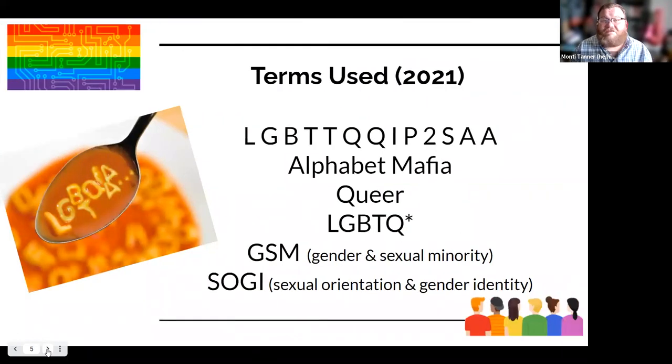terms. So you might have heard some of these terms. You might hear LGBT, you might hear LGBTQ, LGBTQQIP2SAA, you might hear Alphabet Mafia, you might hear the word queer, you might hear LGBTQ with a little asterisk, and that is what I use throughout this presentation. You might also see terms like GSM, gender and sexual minority, SOGI, sexual orientation and gender identity. There's so many different words, so many different terms. For the purpose of this presentation, and because of my own self-identification, I use the term LGBTQ.